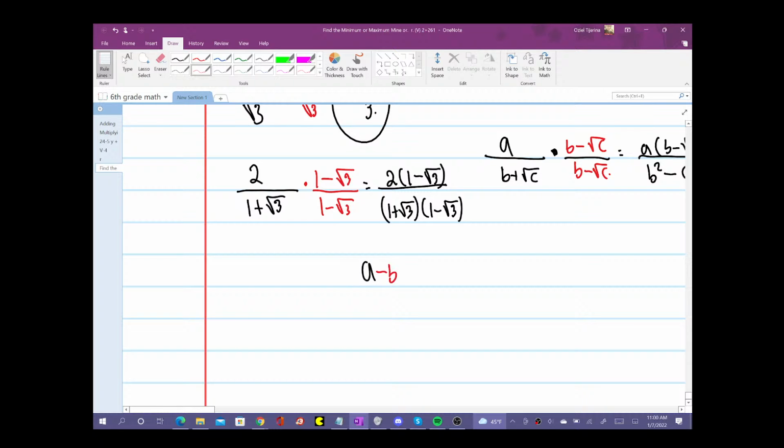FOIL method is it's a minus b times a plus b is a squared plus ab minus ab minus b squared. This becomes a squared minus b squared, right? So that's why a squared minus b squared equals a plus b times a minus b, right?